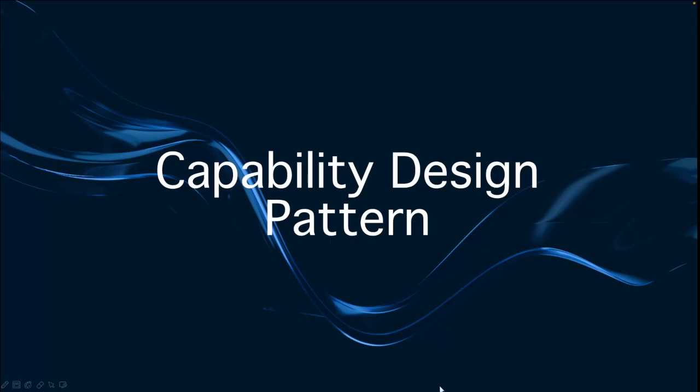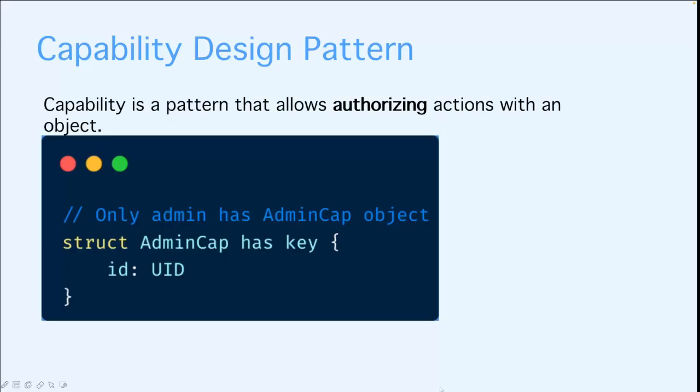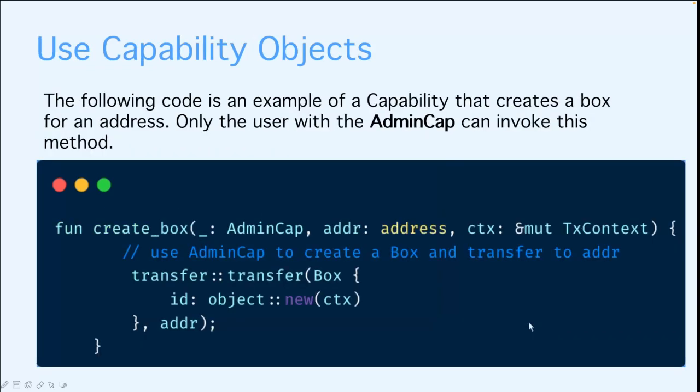Now, let's talk about the capability design pattern in Sui Move. Capability is a pattern that allows authorizing actions with an object. The following code is just an example of a capability that creates a box for an address. Only the user with admin cap can invoke this method.